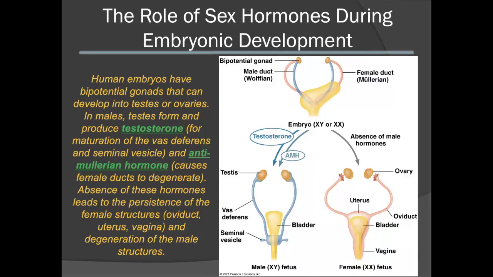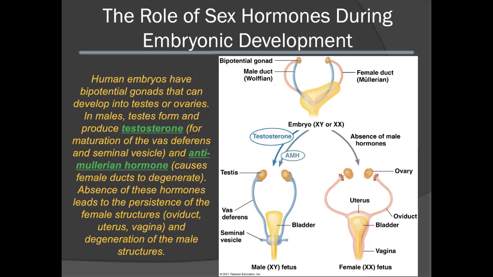Now going to take a look at the role of these sex hormones during embryonic development. Note that when an embryo forms, whether it is XX or XY, both of these embryos have bipotential gonads. This means that they have gonads that can either differentiate into testes or ovaries depending upon the signaling pathways that it experiences during development. Also note the presence of two types of ducts, the Wolffian or male duct and the female or Mullerian duct.